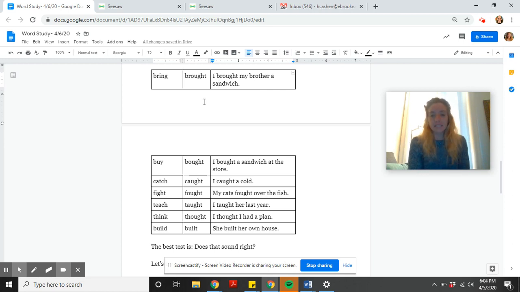Okay. Now the past tense of buy. You would never say I buyed some candy from the grocery store. You would say I bought some candy from the grocery store. That's the same little pattern as the bring. It goes bought. Your turn.